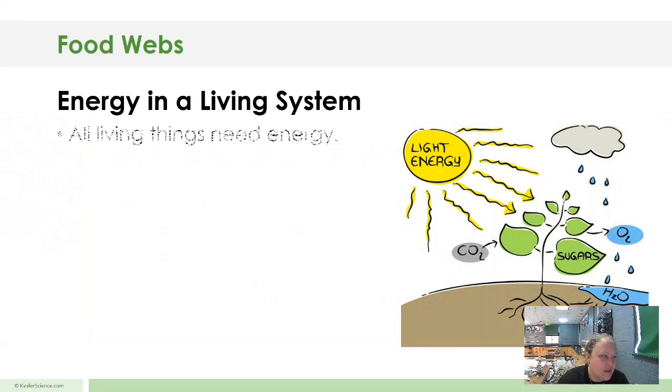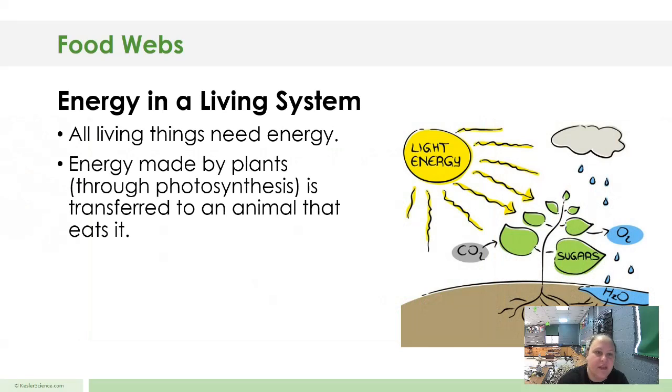So energy in a living system: all living things need energy. Energy made by plants through photosynthesis, that we've talked about in the past, is transferred to an animal that eats it. So when photosynthesis happens, it gives the plant sugar to have and grow, and energy stored in that plant. When we eat it, that energy is transferred to us.